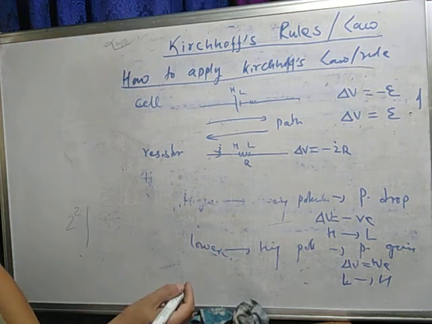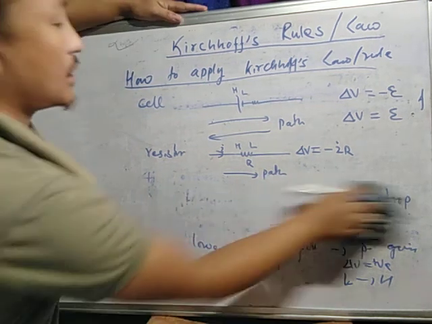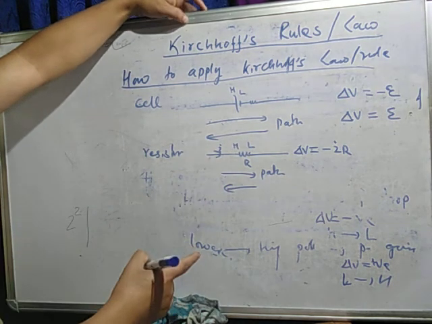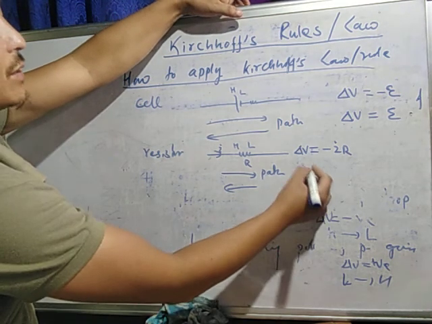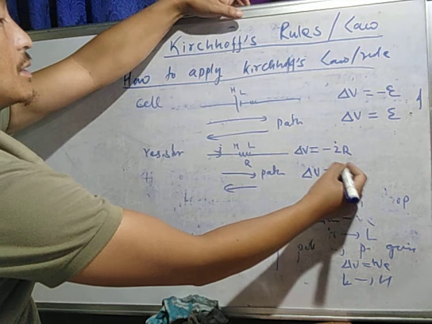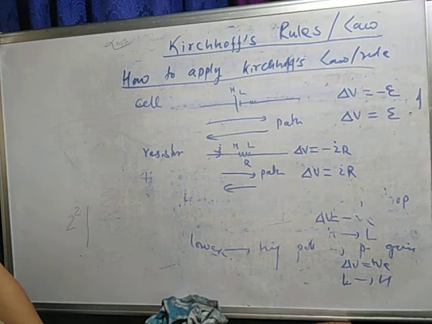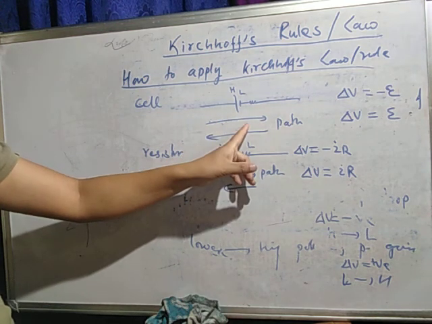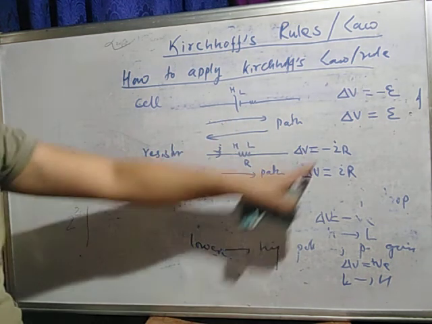Likewise, this is the path, same, isn't it? This is the path of your loop. Next, if I have a different path, then lower to higher. So what happens? Del V equals how much? IR, positive, isn't it? So this is vice versa. Sorry, high to low, negative; low to high, positive. Clear? So just remember this too.